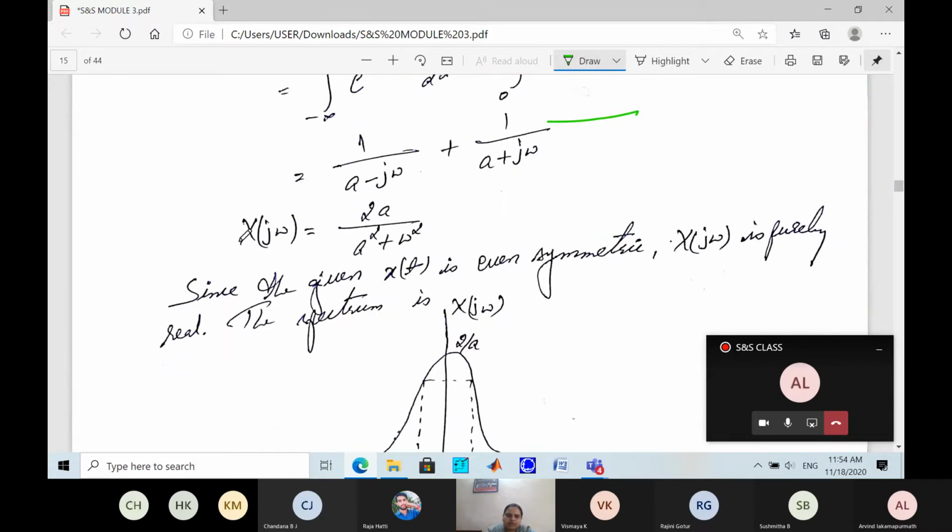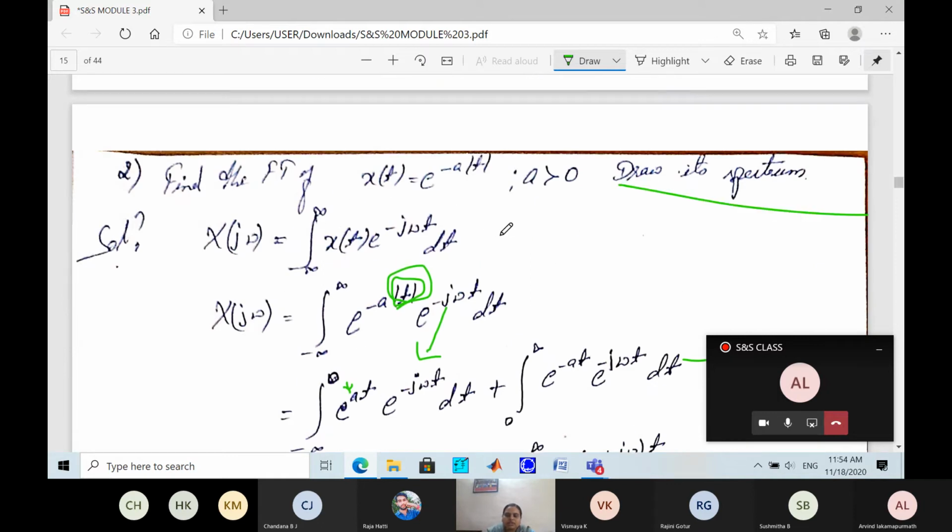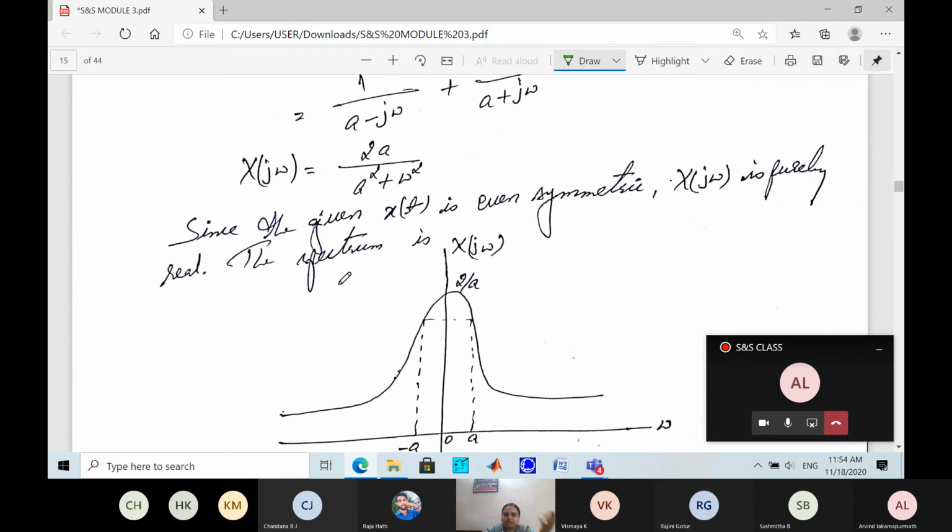Then if I simplify this, I will be getting X of j omega is equal to 2a divided by a square plus omega square. First, we have to draw its spectrum, right? It is the same for all X of j omega functions, you will get the same structure, with some small variations. Since the given x of t is even symmetric, 2a divided by a square plus omega square is even symmetric. Therefore X of j omega is purely real. When you observe this, it is purely real; we are not getting any imaginary part.